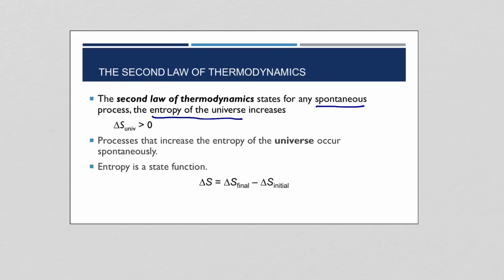So the entropy change in the universe must be greater than 0 for a process to be considered spontaneous. So processes that increase the entropy of the universe occur spontaneously. As I pointed out earlier, like enthalpy, entropy is a state function, or it only depends on the final and the initial conditions to give us the change in entropy for a process.